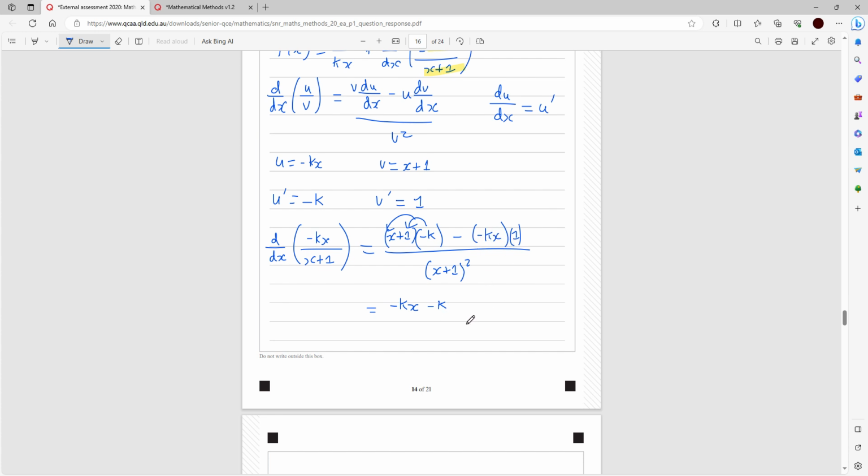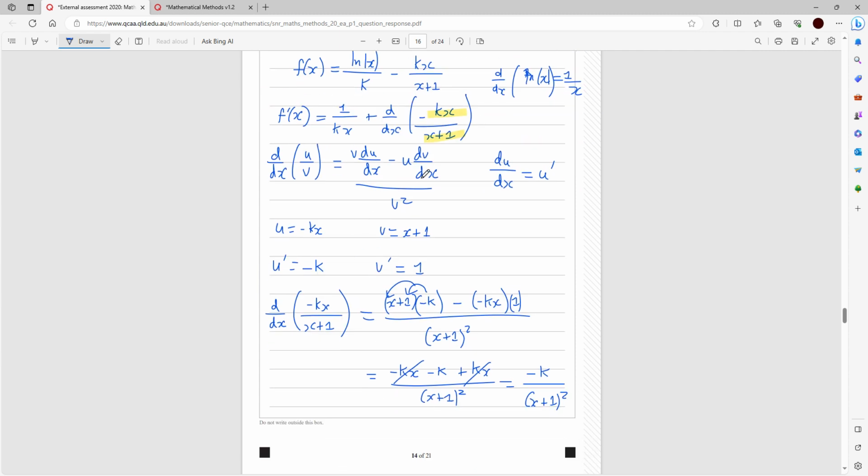Now I'm going to distribute this, so I'll have plus kx, because 1 times negative kx is negative kx, times negative 1 is still going to be kx, because the negative will cancel. So we'll have x plus 1 all squared, and we can see straight away that cancels with that, so we have negative k on x plus 1 all squared.